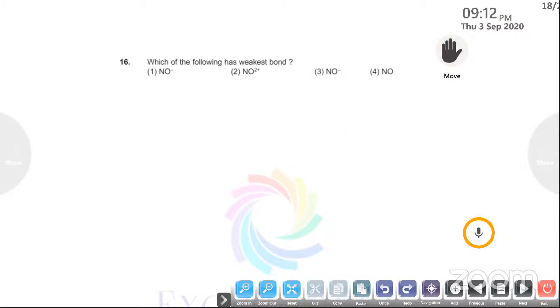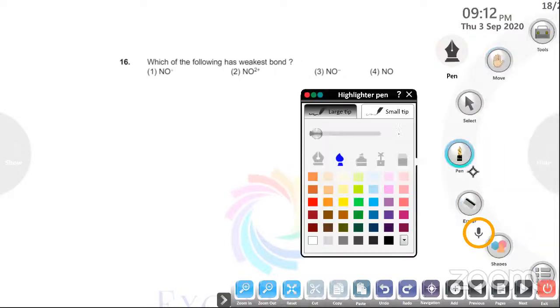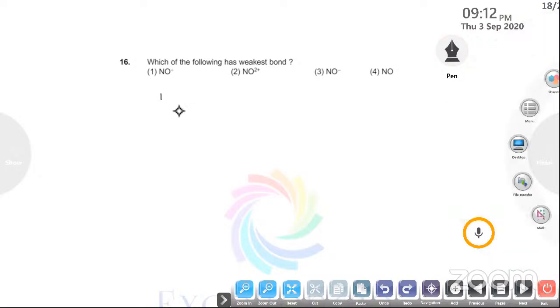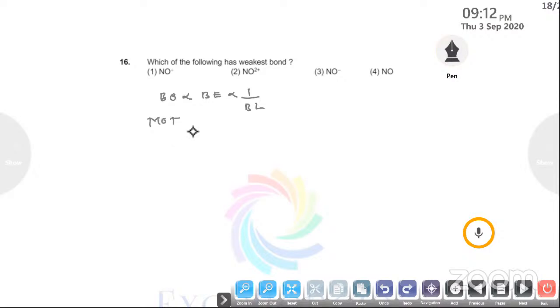Look here. So weakest bond. Generally, bond order is directly proportional to bond strength or bond energy and is inversely proportional to bond length. Right? So according to MOT, molecular orbital theory, here we can find the bond order of NO plus and NO minus and NO. I'll write the structure here. NO plus: total electrons 7 plus 8 is 15, plus 1 means we need to subtract 1.